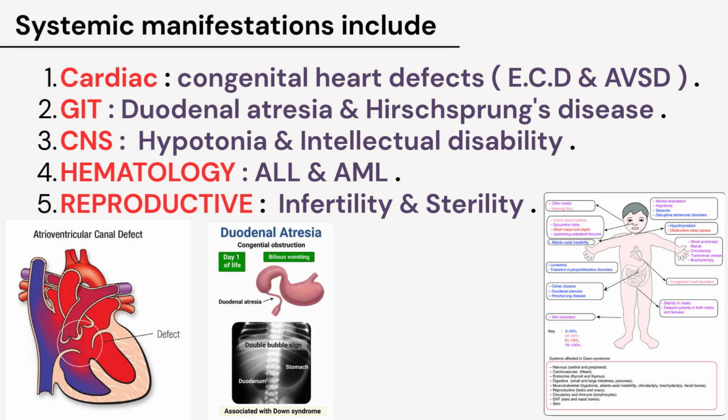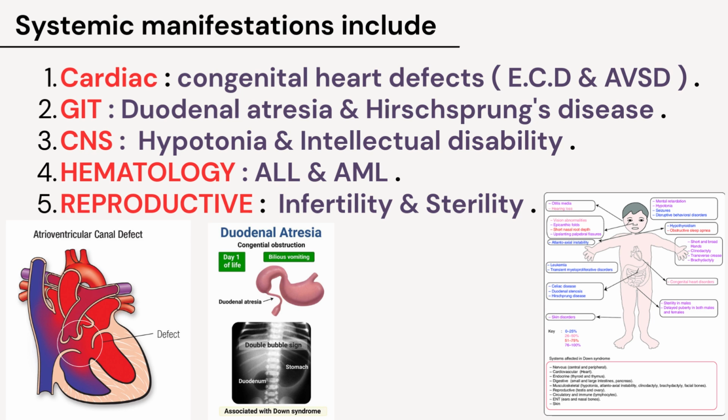They may also have Hirschsprung's disease. This is a condition where nerve cells are missing in a part of the large intestine, which results in a bowel blockage. Moving to the central nervous system, manifestations include hypotonia, which is low muscle tone, and intellectual disability in most cases. From a hematological perspective, there is an increased risk of developing leukemia, specifically acute lymphoblastic leukemia and also acute megakaryoblast leukemia.